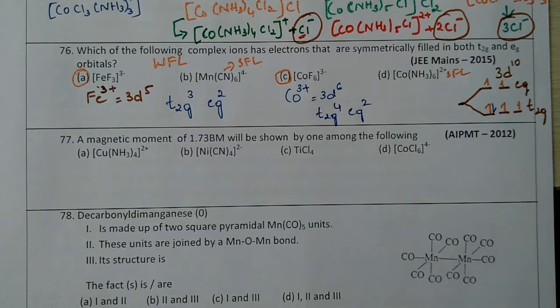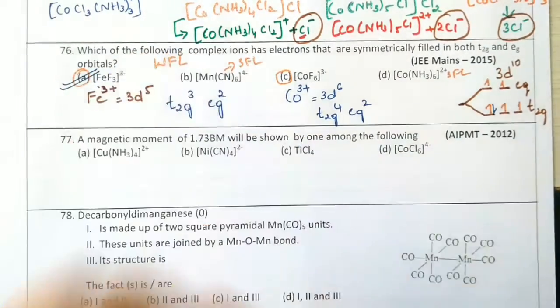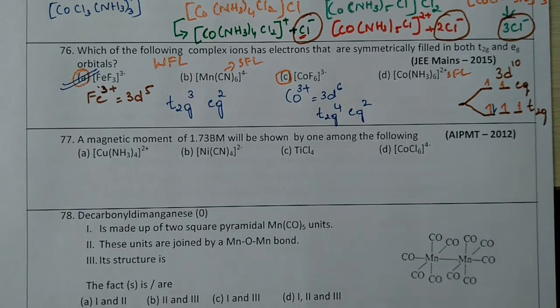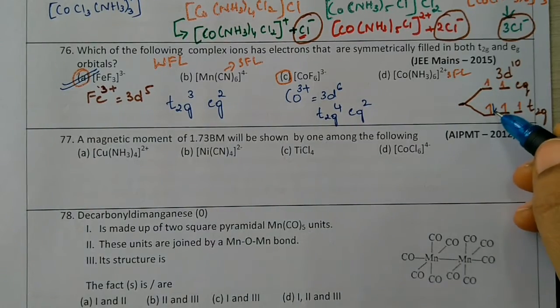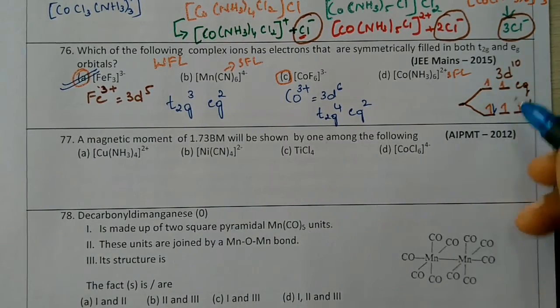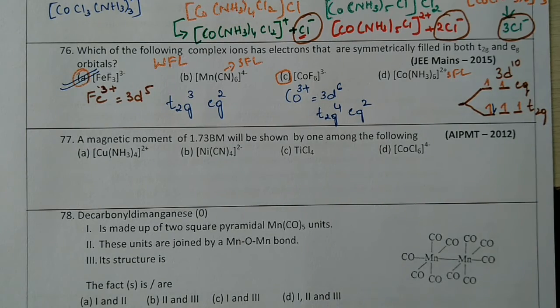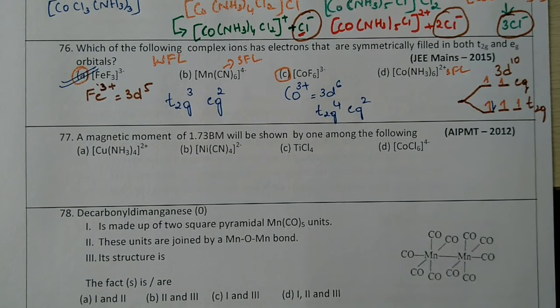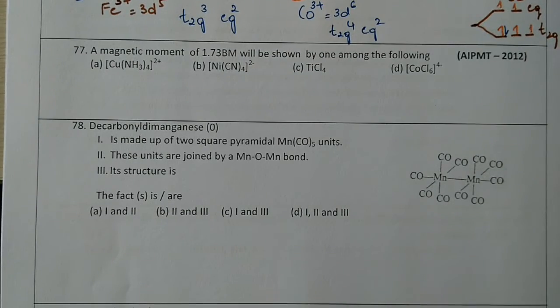First of all, this is not symmetrical. So that means option A is the correct answer. Option A is the correct answer, which is giving rise to only 5 electrons, and all the 5 are singly filled in all the orbitals.